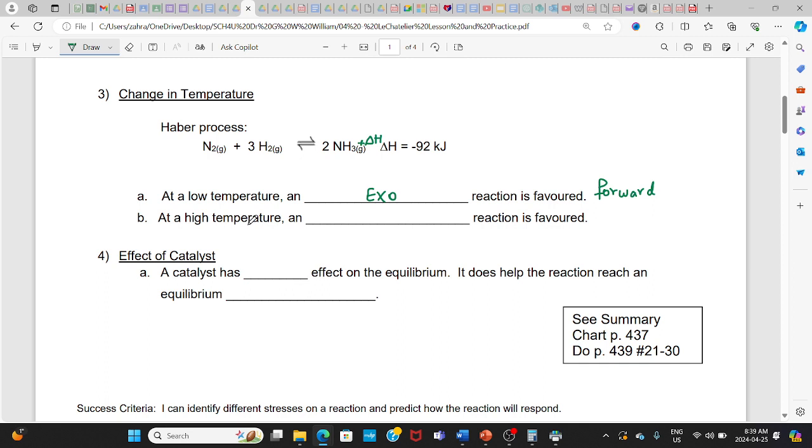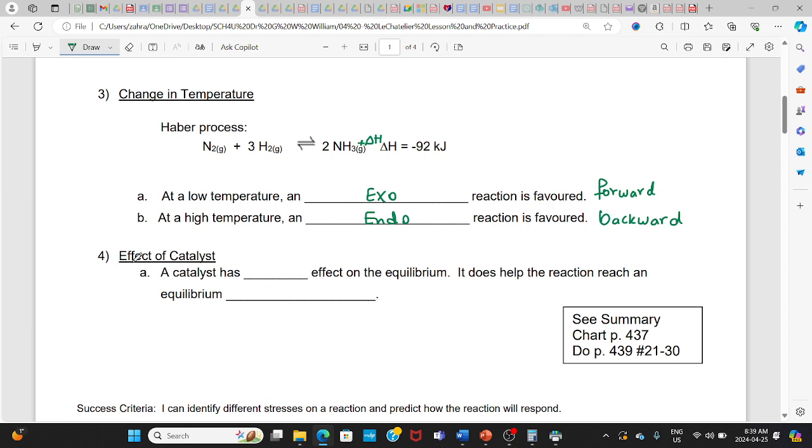At high temperature, what's going to happen? Is it forward or backward? Backward. At high temperature, you don't like it, you want to lower that. So backward will absorb some heat for you, which is endothermic, and it's going to be backward. Okay.